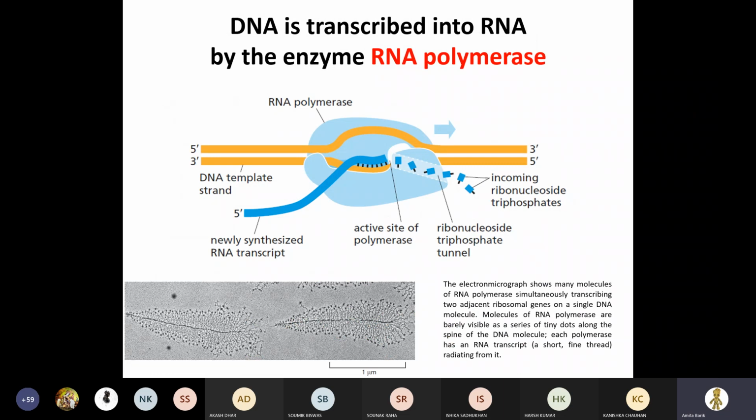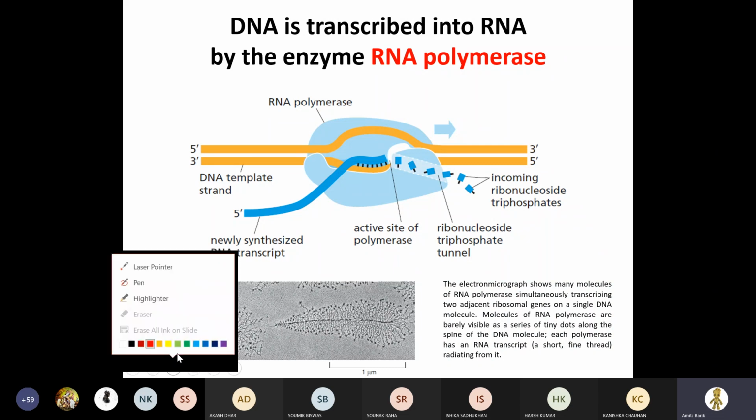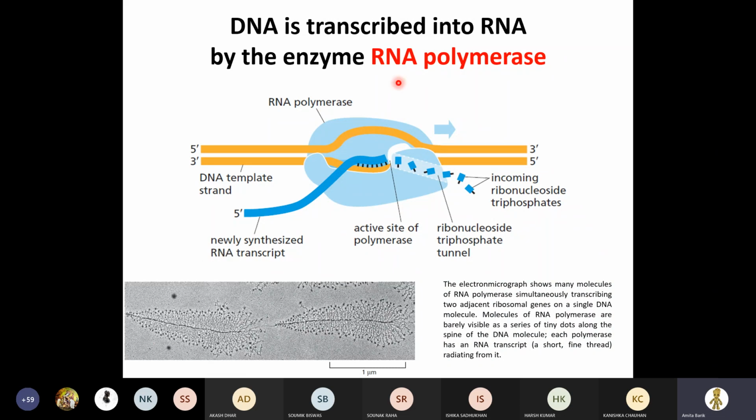So DNA to RNA, the transcription takes place with the help of the enzyme known as RNA polymerase. Remember, in DNA replication, the enzyme involved was DNA polymerase. Here, the enzyme is RNA polymerase. Okay, so the question had come in CA2 also about DNA polymerase. So here we are working on the enzyme RNA polymerase, which is forming the RNA from the DNA.